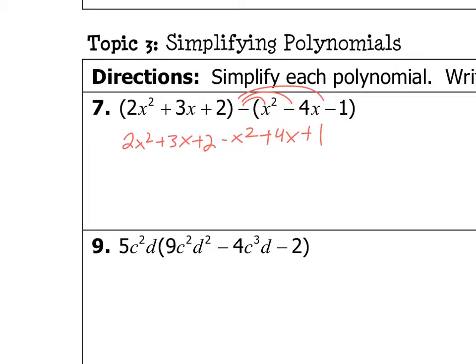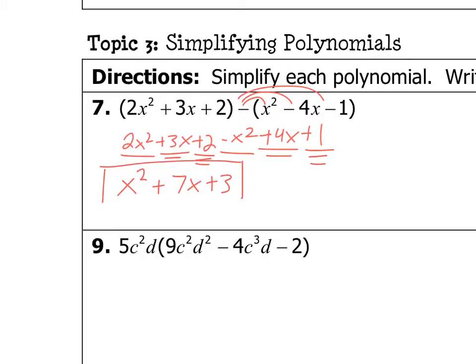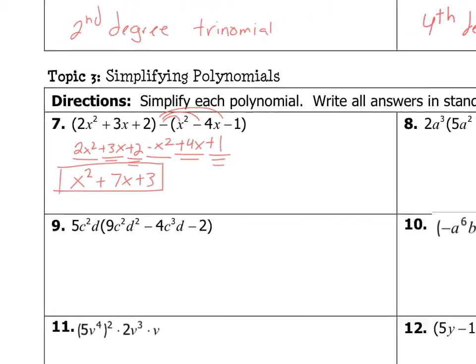Okay? And then you just simply combine like terms. Alright, so we have 2x squared here and negative x squared. 2x squared minus x squared is going to be x squared. Then we have 3x here and 4x. 3x plus 4x is going to be 7x. Then we have 2 and 1. 2 plus 1 is 3. It's in standard form, and this would be a second degree trinomial.